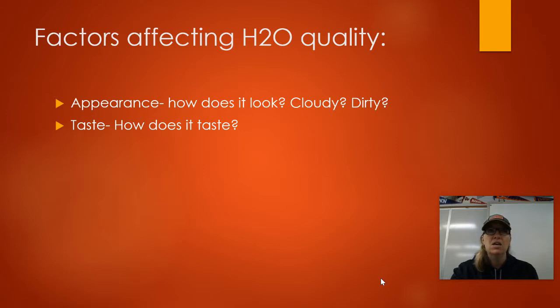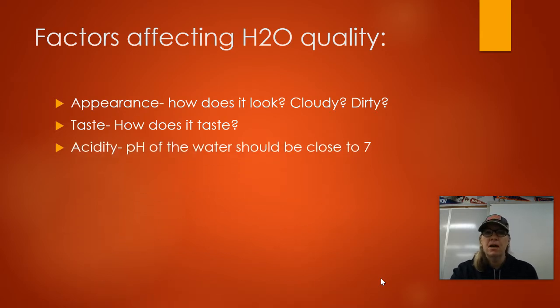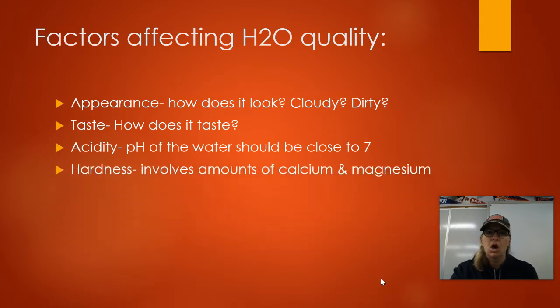Taste, obviously. You can compare different tap waters and they'll taste different. It doesn't mean they're bad, but you can detect a little bit of a taste. Acidity, you guys are familiar with this now. The pH of the water should be close to 7. It should be neutral. Hardness, that's a description of mineral count in the water. Some people have water softeners to reduce that count. Hard water leaves water spots. It feels a little different. It's not necessarily a bad thing, but it's just a description.